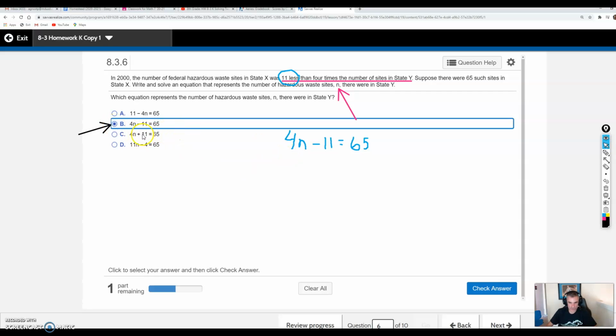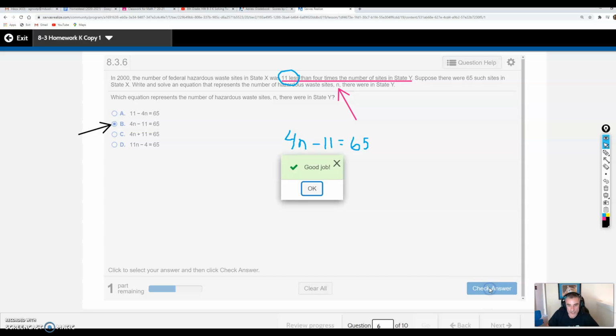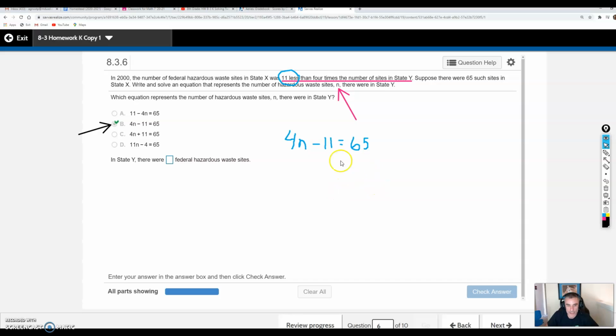Here we're adding. This is if we said 11 more. And here this would be 11 times and then 4 less. Right? So one of the things you're going to have to do this year is really learn how to take something that's written in English and translate it into math. Math is a language. All right, check answer. We got it. All right.